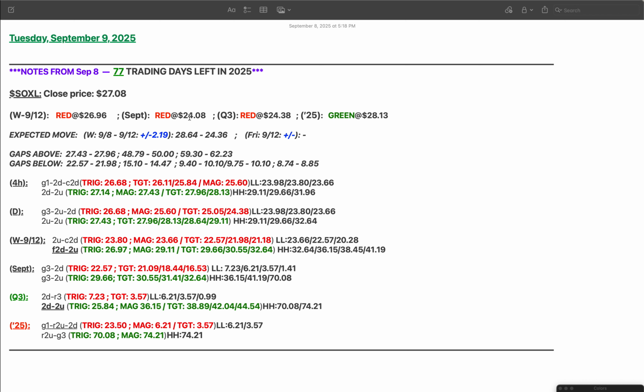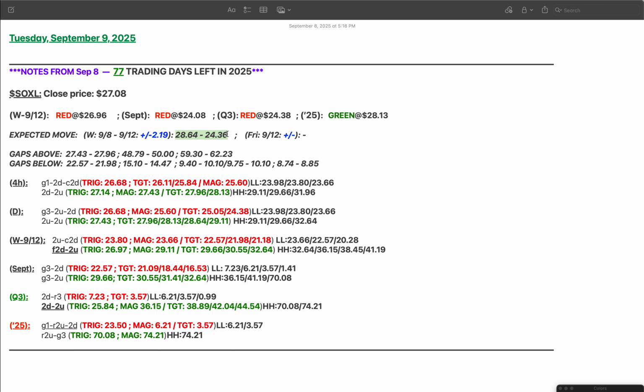goes red. At 24.08 this month goes red. 24.38 the quarter goes red, and 28.13 the year goes back green. So we know what our time frame continuity would be. The market maker's expected move was $2.19 plus or minus, where we closed on Friday. So that left us with a range of 28.64 to 24.36.